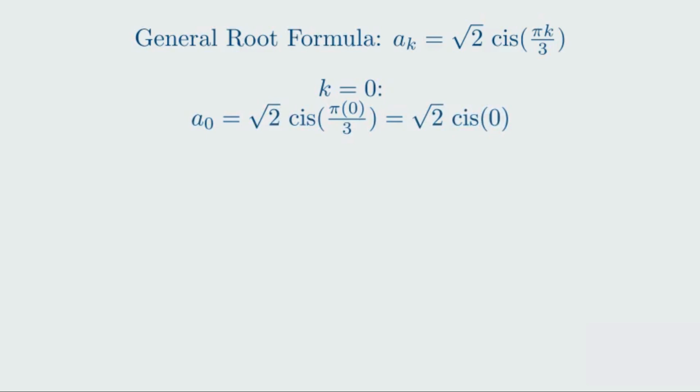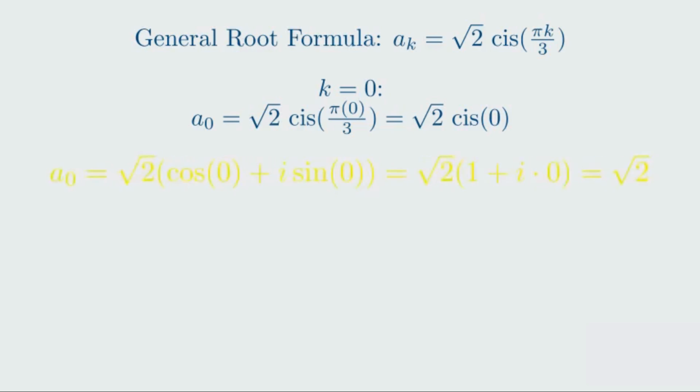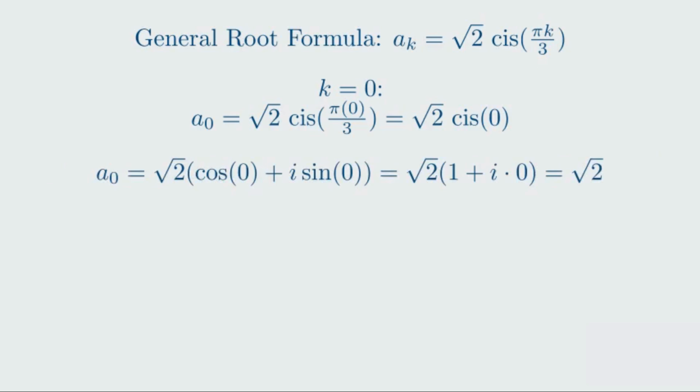Cis 0 is the same as cos 0 plus i sin 0. The cosine of 0 is 1 and the sine of 0 is 0. So, a sub 0 is the square root of 2 times 1 plus i times 0, which gives us simply the square root of 2. This is our first root. It's a real number, which we expected. It's the principal real sixth root of 8.